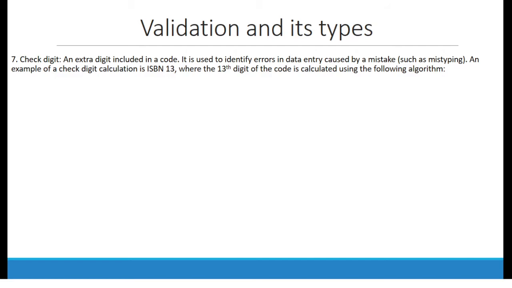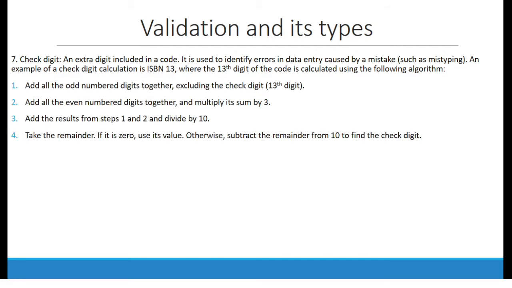An example of a check digit calculation is ISBN 13, where the 13th digit of the code is calculated using the following algorithm. Add all the odd numbered digits together, excluding the check digit. Add all the even numbers together and multiply its sum by 3. Add the results from steps 1 and 2 and divide by 10. Take the remainder. If it is 0, use this value. Otherwise, subtract the remainder from 10 to find the check digit.